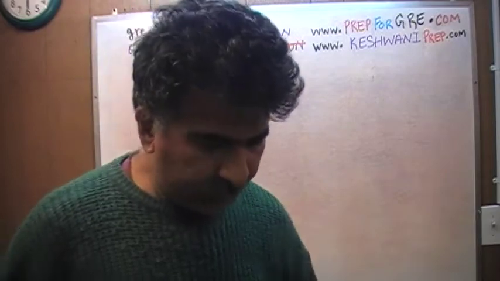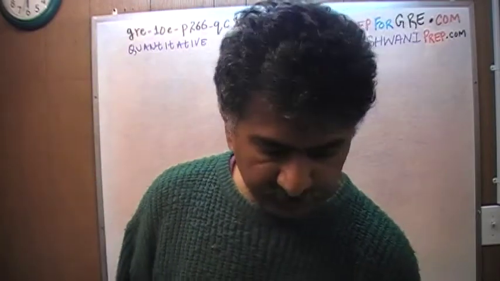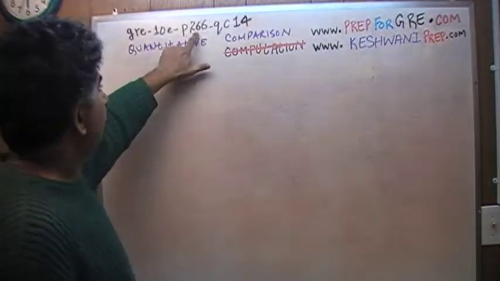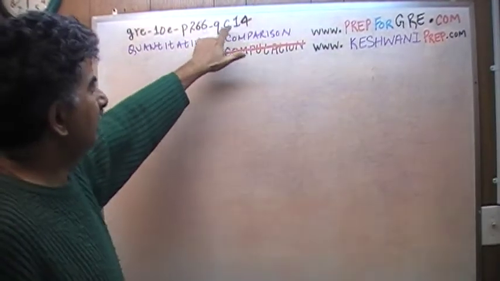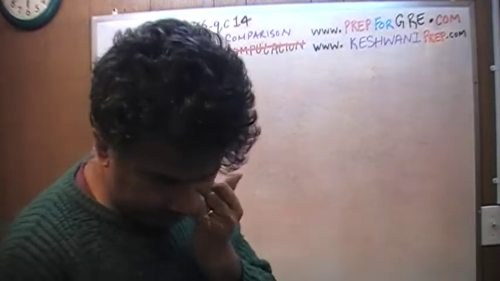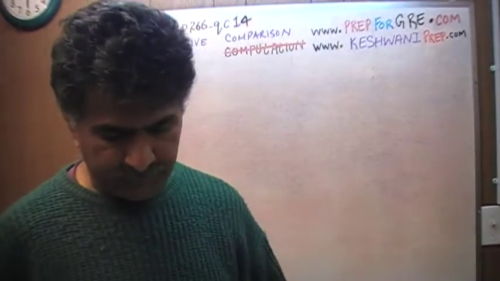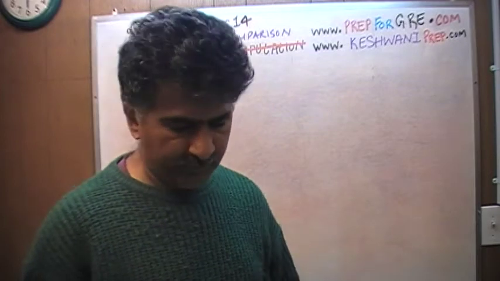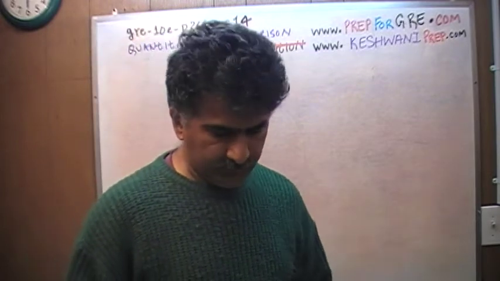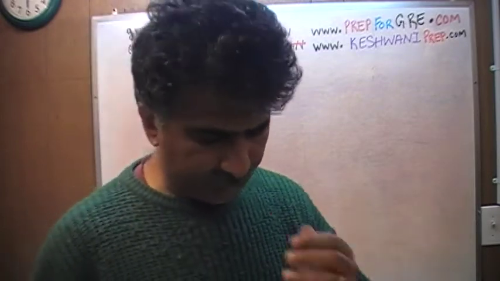is the one that you can find on page number 266, number 14. Page 266, quantitative comparison, QC, number 14. Let's take a look at it. There are 15 questions in this set, and this is the old-fashioned paper and pencil exam, and they used to give you 15 of them. This is number 14, the penultimate one, and this is one of the harder ones.